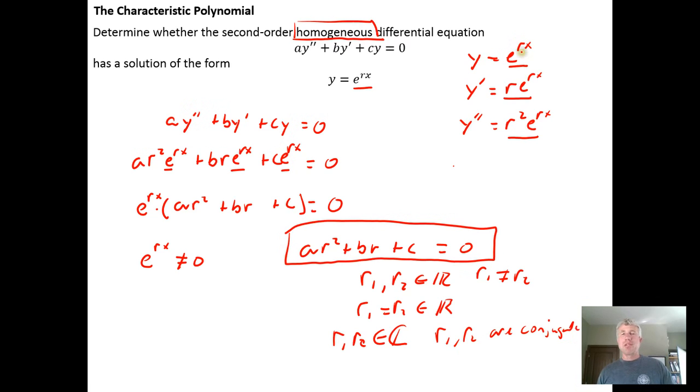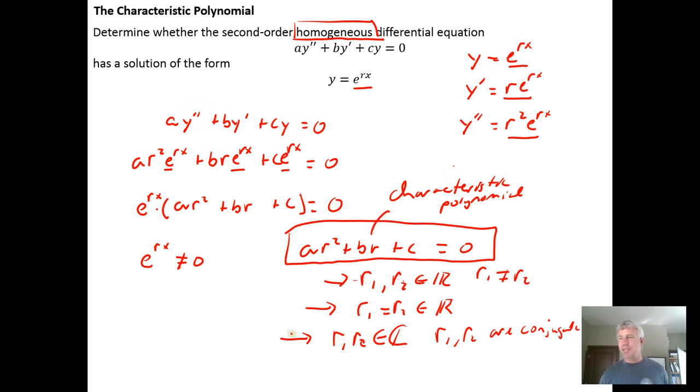If e to the rx is a solution, and it is, because this equation does equal 0 when we plug in e to the rx and its first and second derivatives, as long as we select the roots of the characteristic polynomial. So this is our characteristic polynomial, or characteristic equation, or auxiliary equation, depending on the textbook. The solutions to the differential equation are going to depend on whether we get two real roots that aren't the same, two repeated roots, or two complex roots.